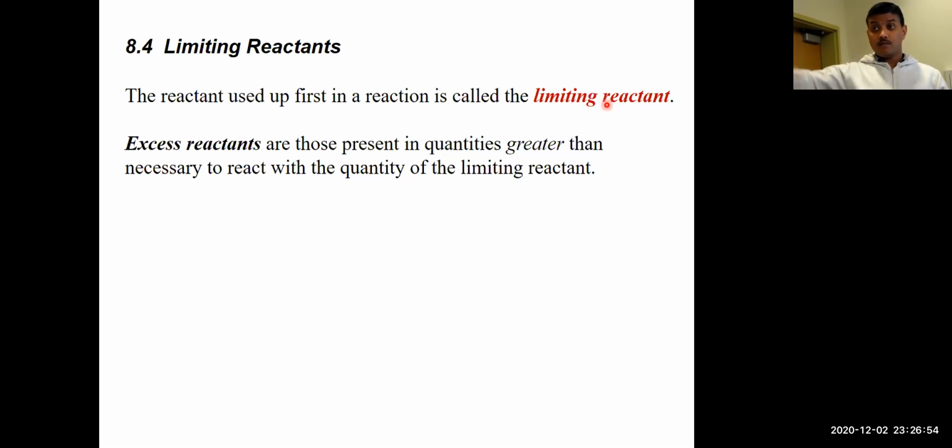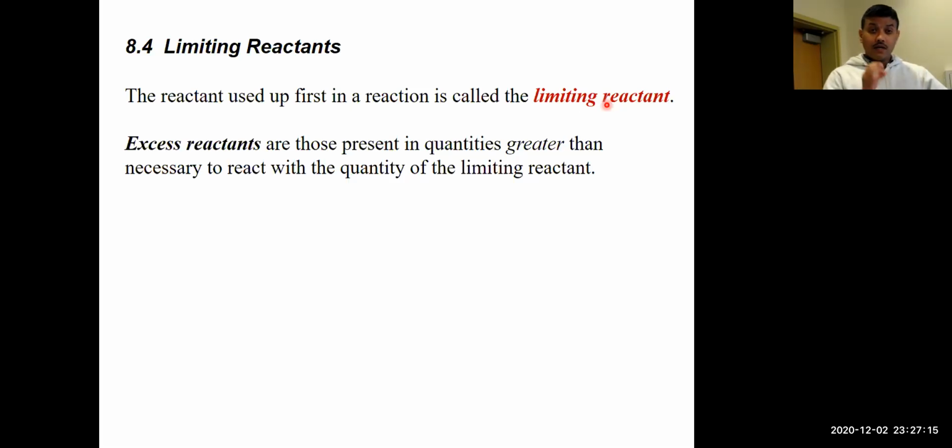So the maximum amount of product that you can produce is always dependent on your limiting reactant, the one that is available less. So no matter how much of the other reactant is present, it doesn't matter. You cannot complete the reaction more than your limiting reactant quantity.